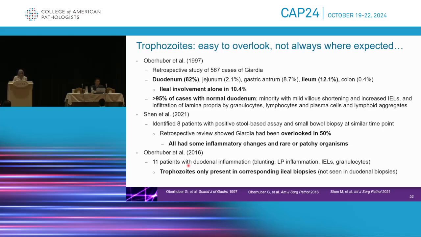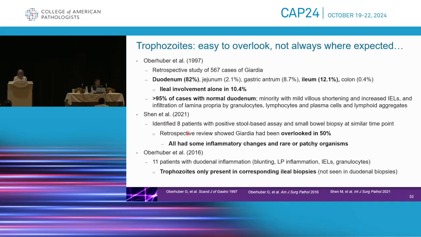And so Oberhuber et al. in 1997 published this series of cases where what we know to be true, which is that they're most commonly seen in the duodenum, but the second most common location was the ileum. And actually, when it's seen in the ileum, it's most often seen alone involving the ileum. They noted in their series that in greater than 95% of cases, the duodenum was actually normal and didn't show any inflammatory changes. This is somewhat different from what Shen et al.